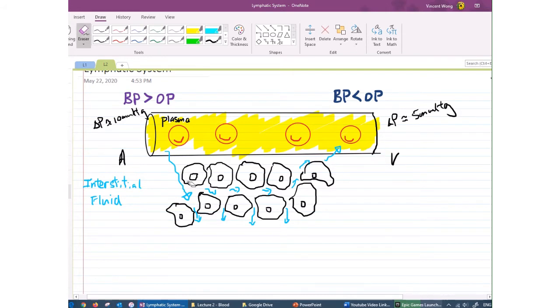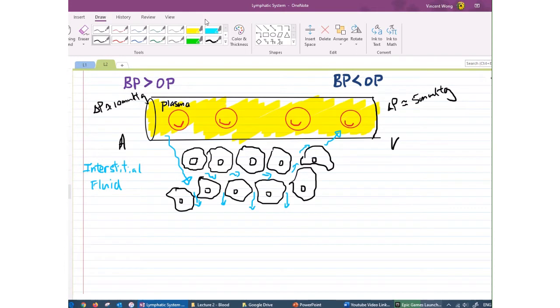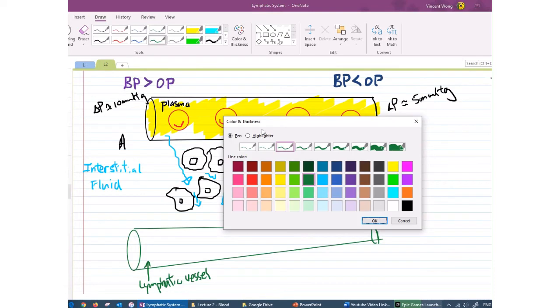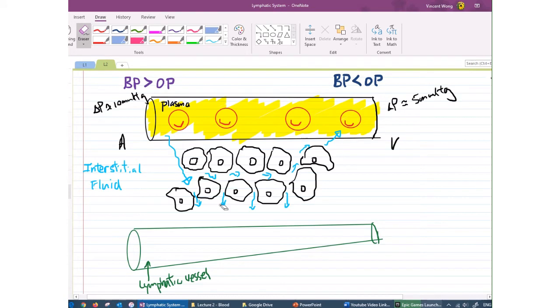So what happens to all this extra interstitial fluid? Well, that's where the lymphatic system is going to come in. Okay, so parallel to your blood capillaries, you are going to have these lymphatic vessels. So here is one of them, and let me label that for you. This is the lymphatic vessel. So the excess fluid, the interstitial fluid that was not returned to the blood circulation, is going to go into these lymphatic vessels.